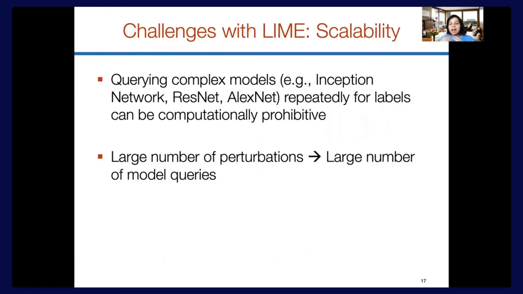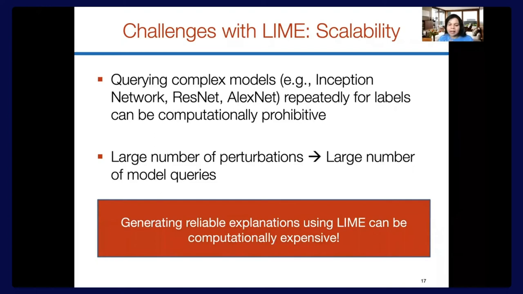And sure, you can tell me to run it on a million perturbations and you'll solve your problems. But a large number of perturbations means a large number of model queries, which makes it much more challenging to even generate a single explanation, forget explanations for the entire data set, right? So generating reliable explanations using LIME can be very, very computationally expensive. This is not a viable solution, to just say run it with a million perturbations.